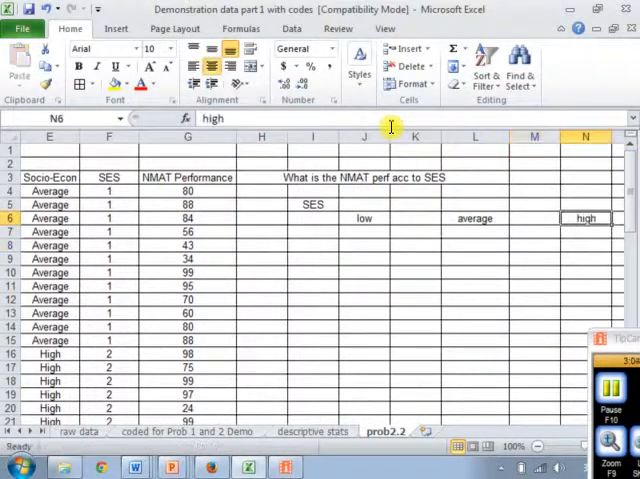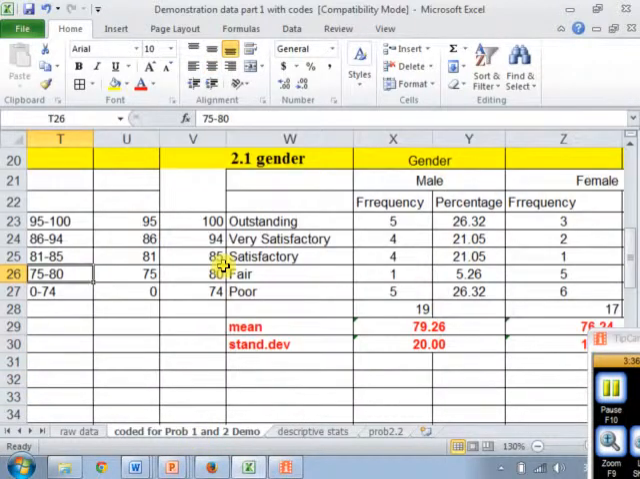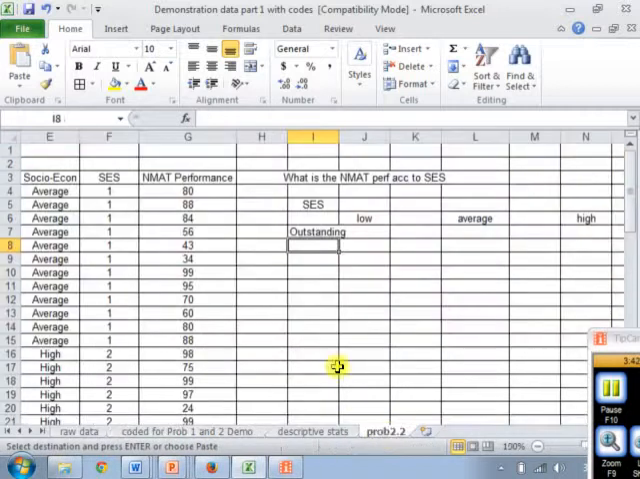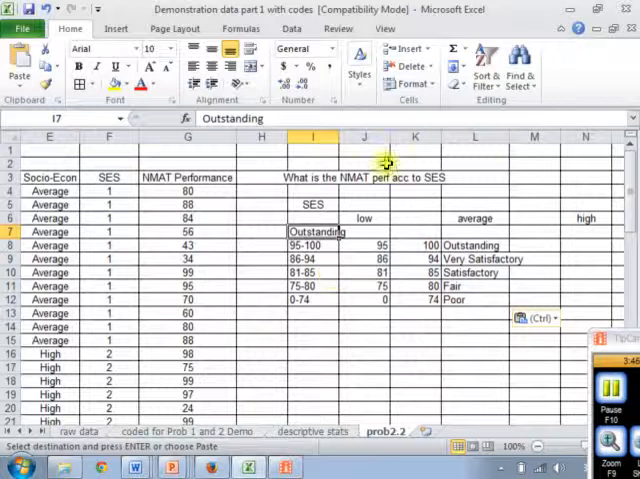Then, when we say what is their performance, how many of these are outstanding? Outstanding among the low. How many are outstanding among the students or respondents who have low economic status? Right? So, I'll just get it from what we had earlier. This is what we used, right? And then, we go to this one. So, I'll go to this.